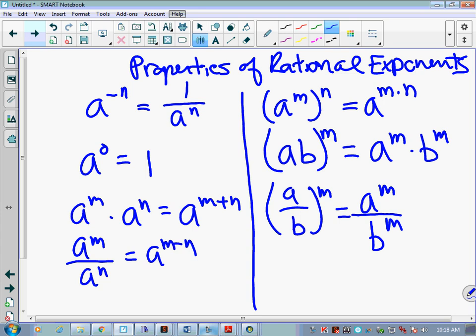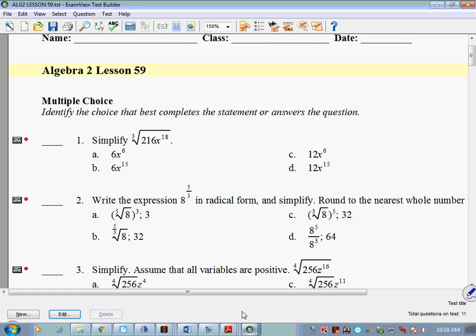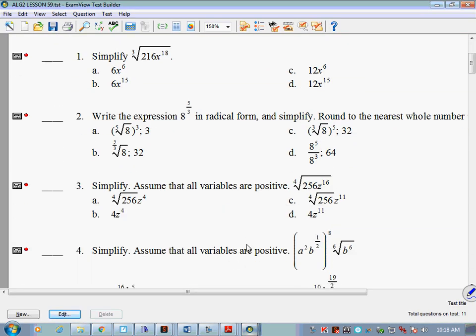So what we're going to do now is we're going to actually move into our work, which is right here. Okay, this says to simplify. All right, so what we want to do here is we want to take as much out of the root as we possibly can. But notice first that it is a third root, not a square root. So we're going to break 216 down as far as we can.